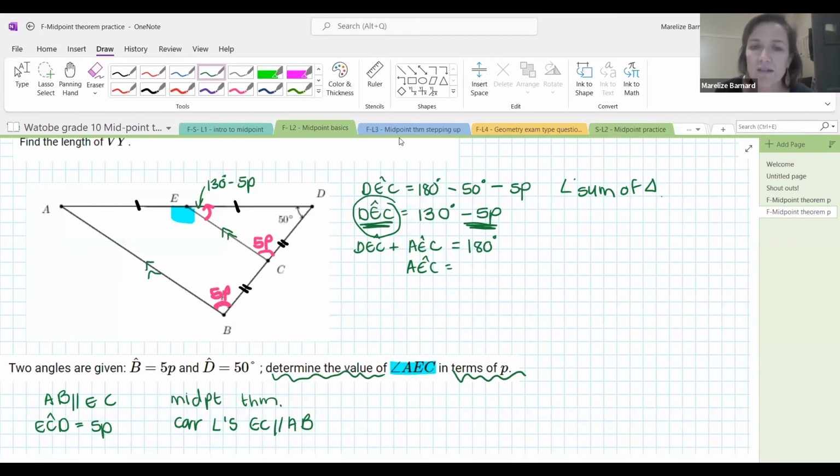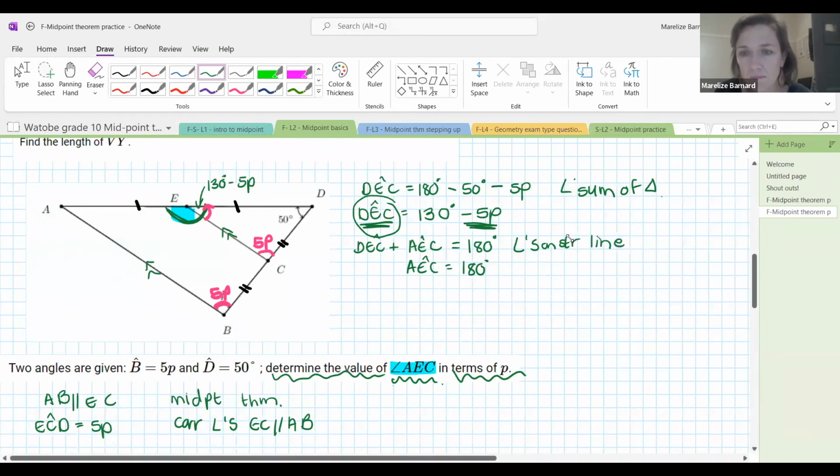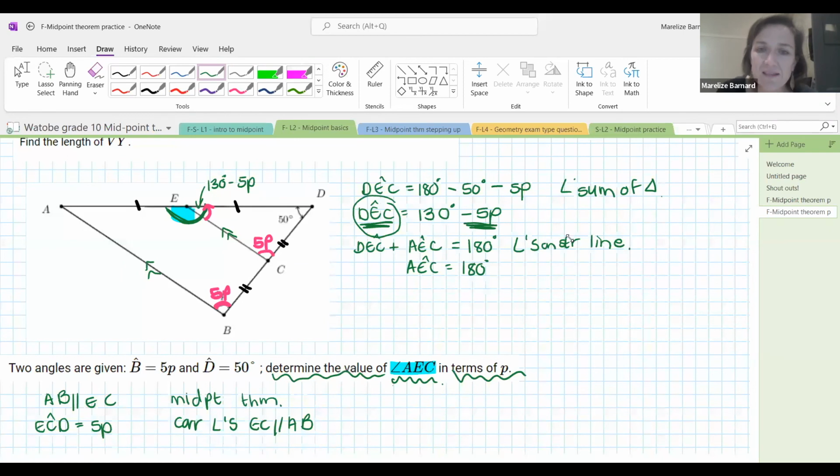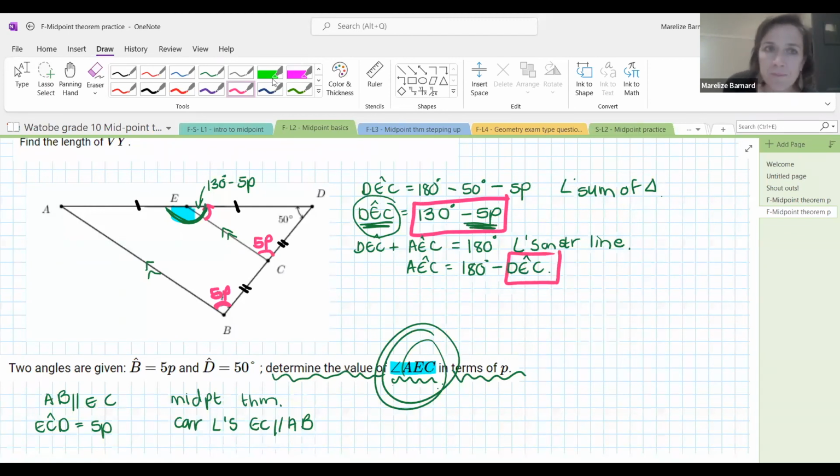And when we are now going to solve for AEC, which is the angle that we are looking for, we say that DEC plus AEC, so these two angles together, must add up to 180 because it's angles on a straight line. And AEC is what we are solving for, that's what we need to get by itself. So we get it by itself by going AEC is 180 minus angle DEC. And we know now that DEC is 130 minus 5p, and we're going to substitute that in there. Okay, so don't solve for p in this step because you can't. You have another variable here that you can't just ignore.